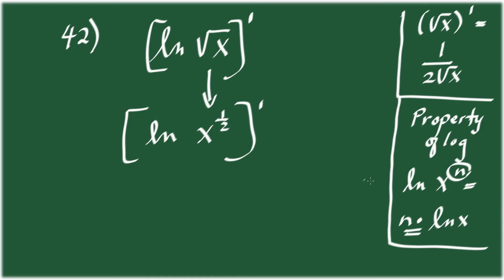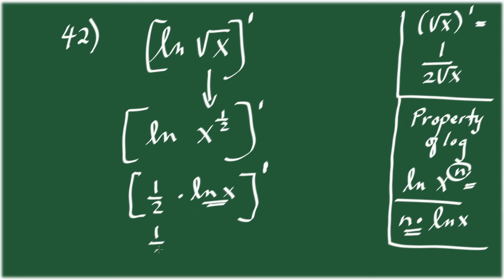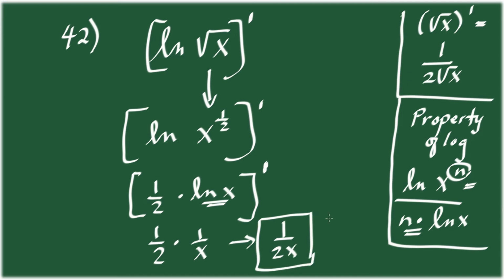Okay, and then you can use the property here. See, this is equivalent to what? 1/2 times the natural log of x. Now you can use what? You can use the derivative of the natural log of x, because this is just a constant, and the derivative of the natural log of x is what? 1 over x. Okay, and that is all you need to do. If you rename it by using the property of logarithm, it's actually easy.